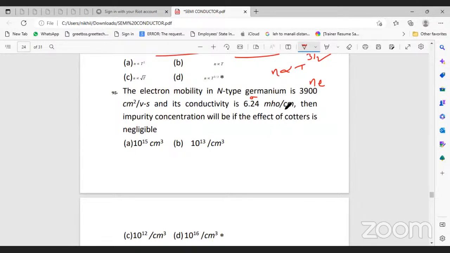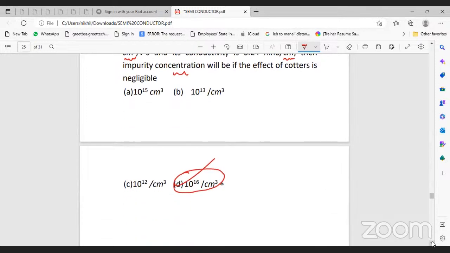Here they have given it in terms of centimeter. This is in centimeter square. You have to simplify. Since it is an impurity concentration, it is very, very high in the case of germanium, of the order of 10 power 16 per centimeter cube. No need to solve because we have not learned the formula related to that. Try to remember.